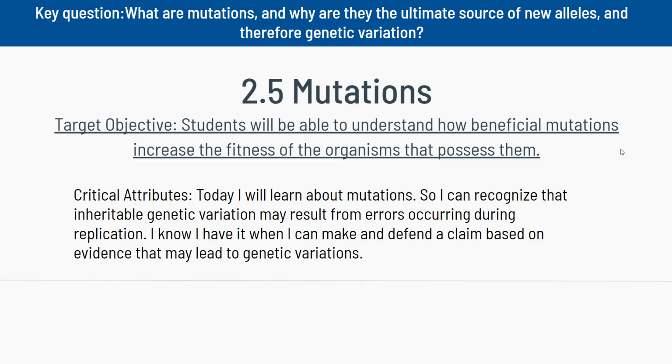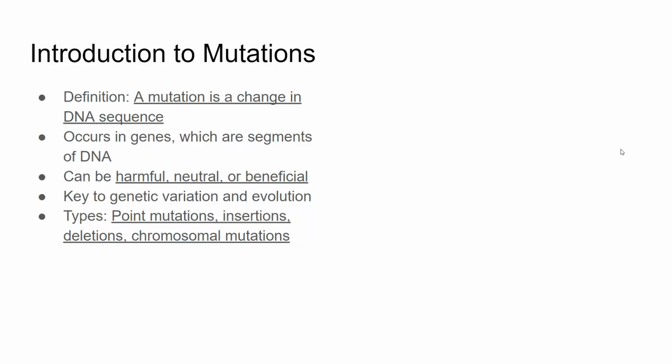may result from errors occurring during replication. And this is during the S phase, synthesis phase of the cell cycle. I know I have it when I can make and defend a claim based on evidence that may lead to genetic variations. So to introduce mutations, we will first define what a mutation is.